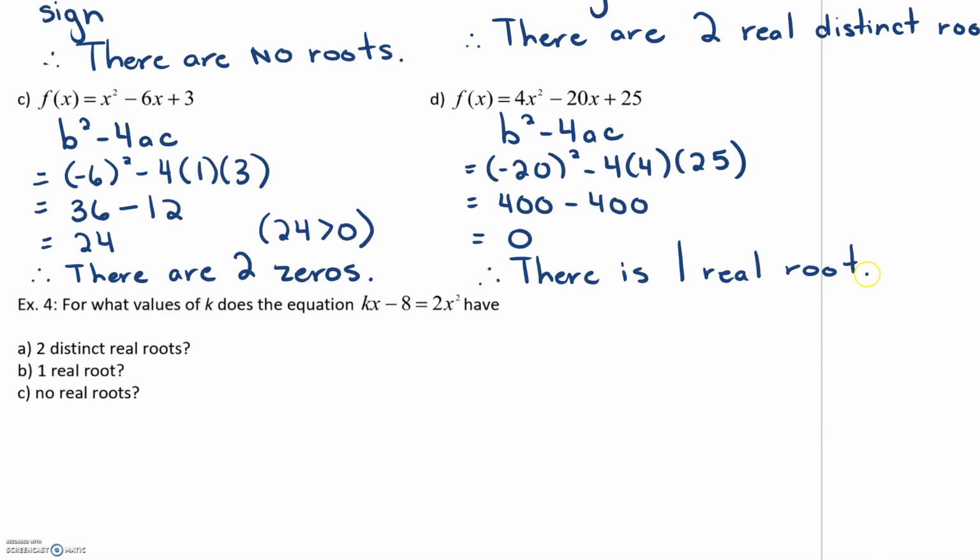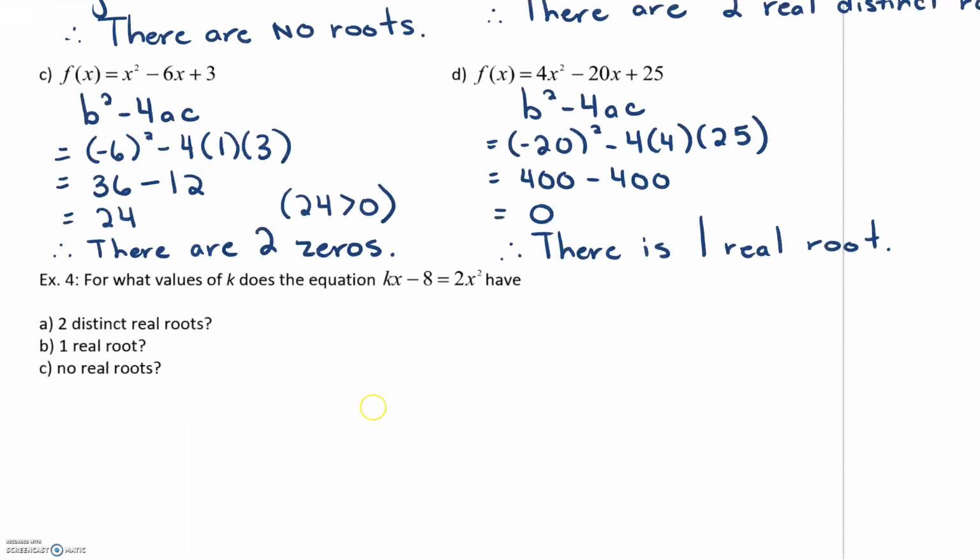So you'll notice that I write it kind of differently. If you're going with the word roots, you have to use the words real and distinct. If you're going with the word zeros, you can just say that there are 2, 1, or 0.